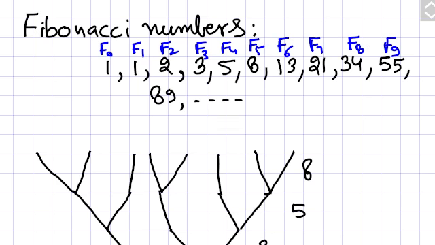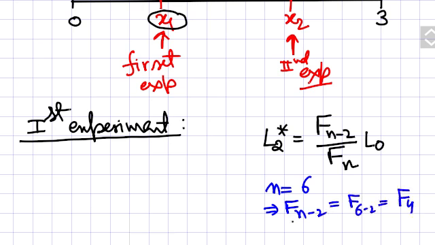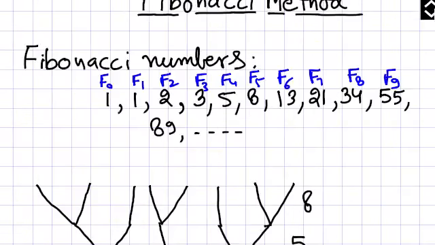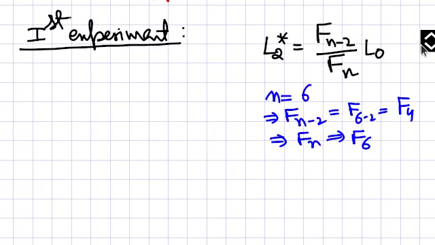And in our case, which Fibonacci numbers should we select? Here it is Fn minus 2, and n in our case is 6, so Fn minus 2 will become F4 and Fn is F6. So we will take F4 and F6. Let's see what those values are. F4 is this and F6 is this. It means that 5 and 13 we will select. This is your 5 and this is 13.